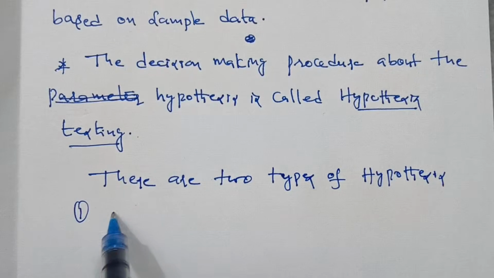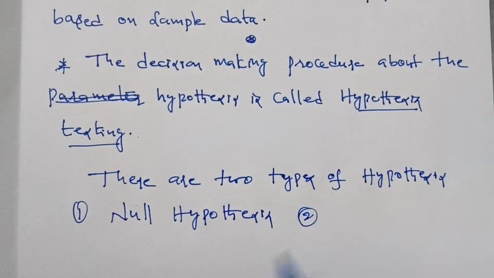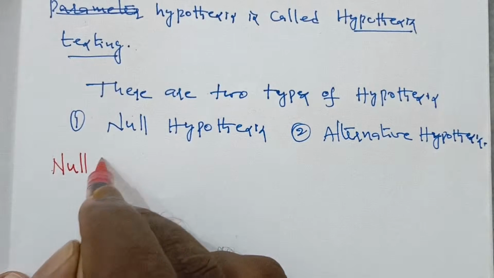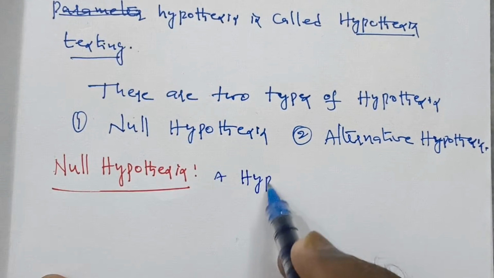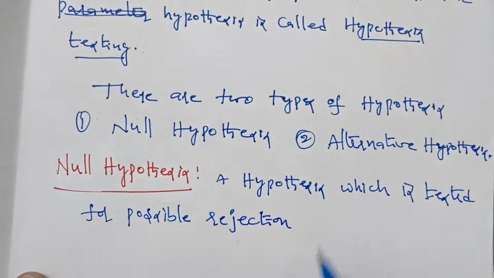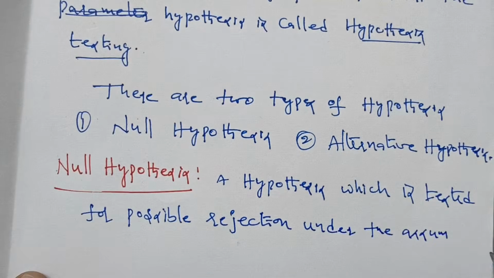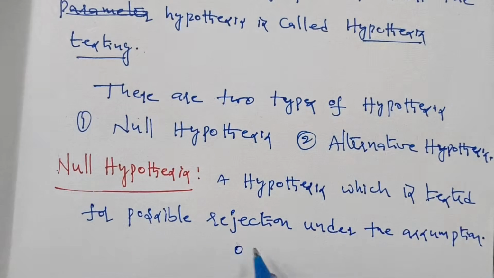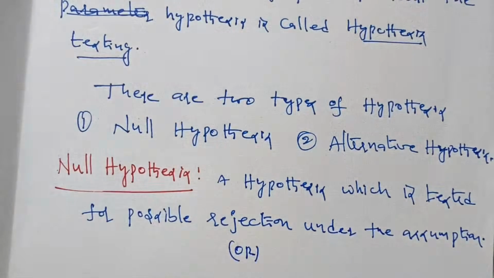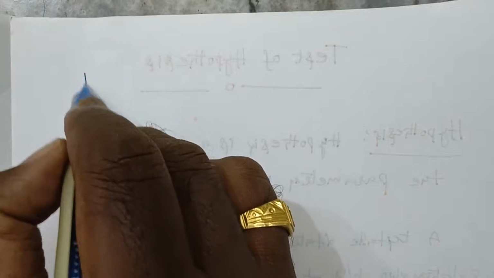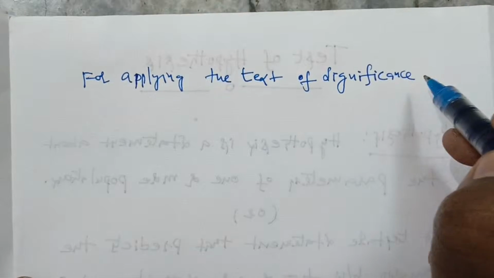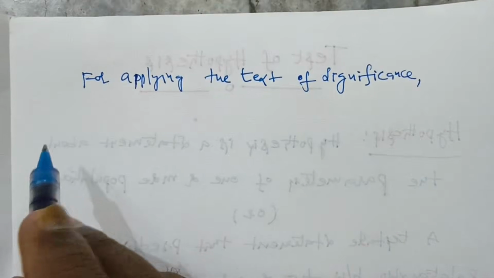Here, there are two types of hypothesis. One is null hypothesis, second one is alternative hypothesis. Now, what is null hypothesis? A hypothesis which is tested for possible rejection under the assumption, or for applying the test of significance.